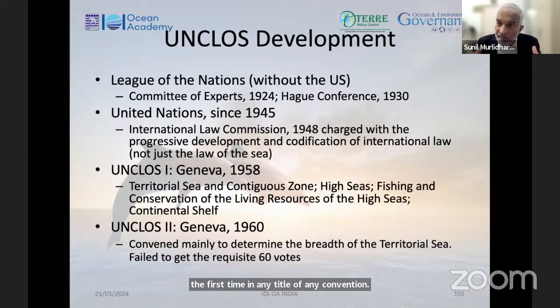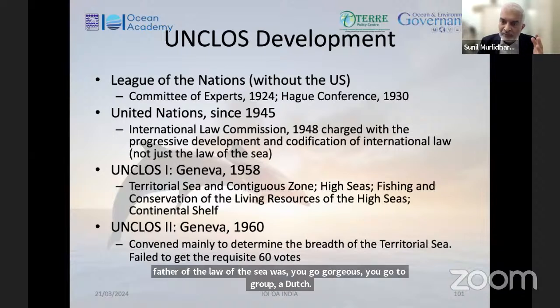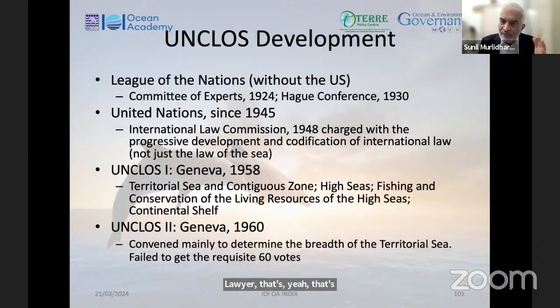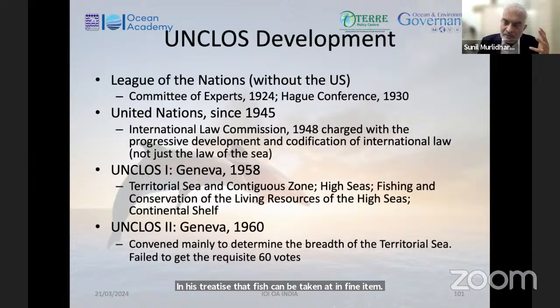So fishing and conservation. This idea that fishing resources need to be conserved, because the concept in the old days was that fish could be taken ad infinitum. You could take as much fish as you wanted today and tomorrow and the day after tomorrow and so on. In fact, the father of modern law of the sea is Arvid Pardo, but the father of the law of the sea was Hugo Grotius, Hugo de Groot, a Dutch jurist. And he himself has written in his treatise that fish can be taken ad infinitum. You can take as much fish as you like. And that was in the 17th century.